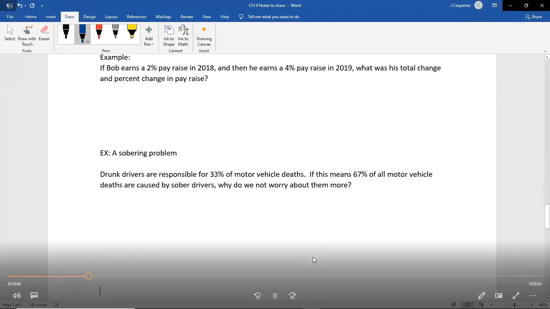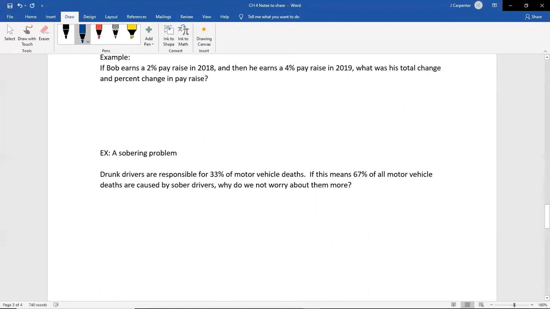Drunk drivers are responsible for 33% of motor vehicle deaths. So this was a statistic I pulled up maybe a year and a half ago. So that means if drunk drivers are responsible for roughly 1/3 of motor vehicle deaths, that would mean that sober drivers are the cause of roughly 2/3, or 67% of all motor vehicle deaths. So if drunk drivers are causing 1/3 and sober drivers are causing twice as many, 2/3, why is it that we don't have more news and more worry about our sober drivers?